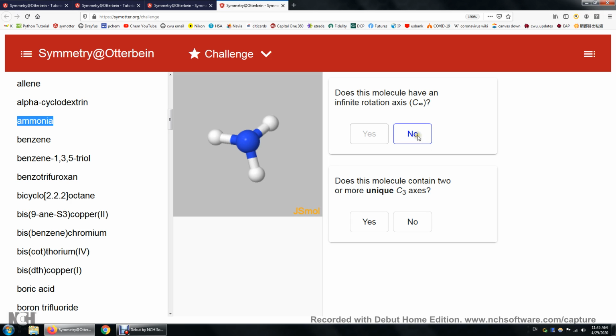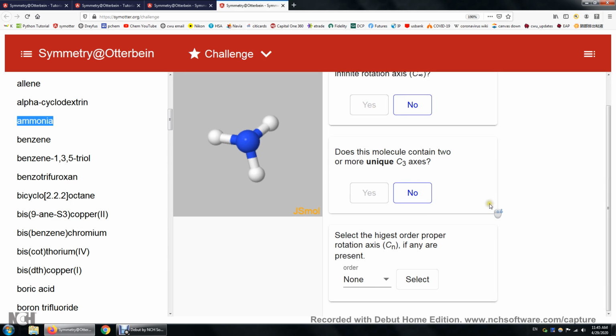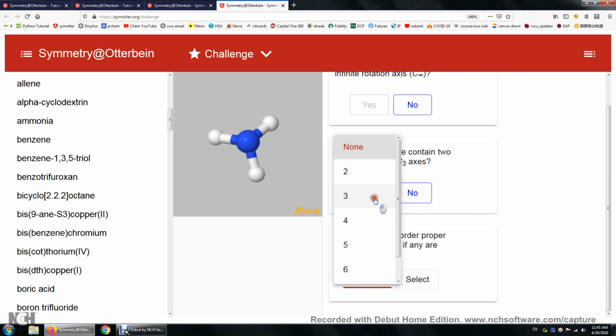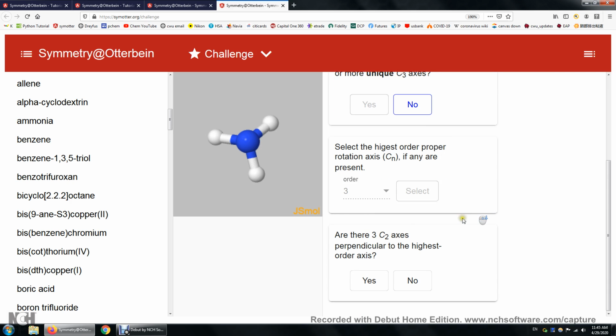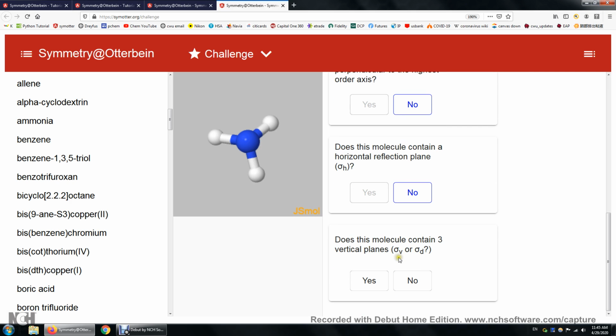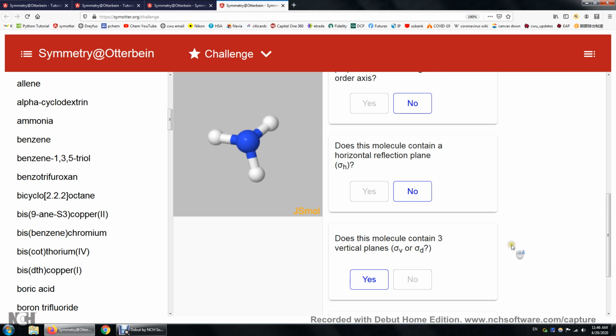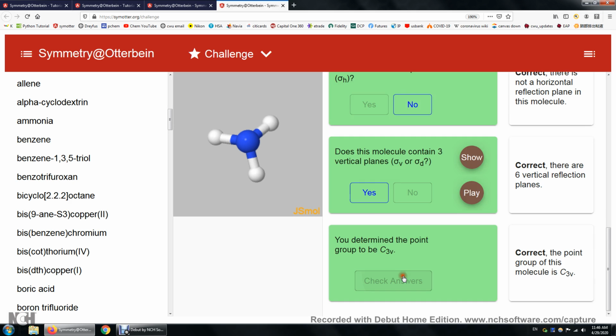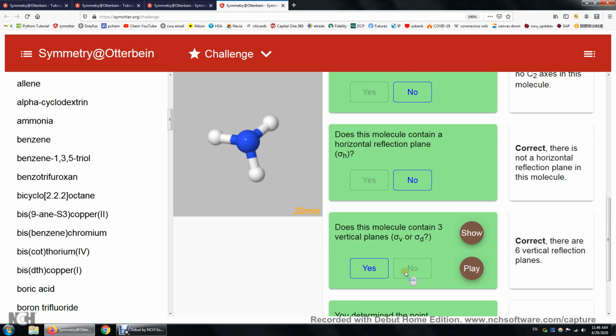So let's do it quickly. 2 or more C3, you have to say no, because we have only 1. 3 C2, no. Contain a horizontal, no. Sigma V's, yes. There are 3 sigma V's. All of them contain the C3, so yes. Okay, C3v, check answer. So we got everything here.